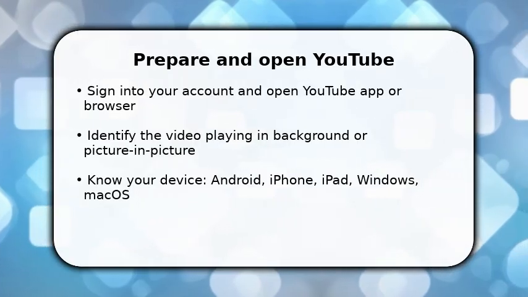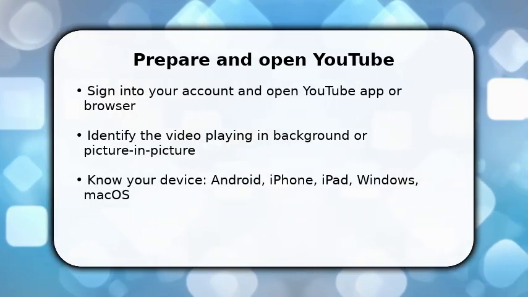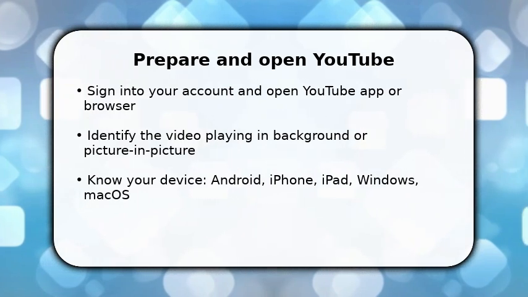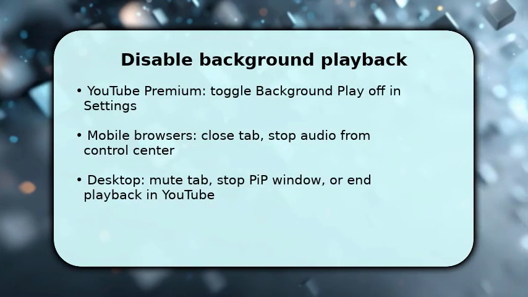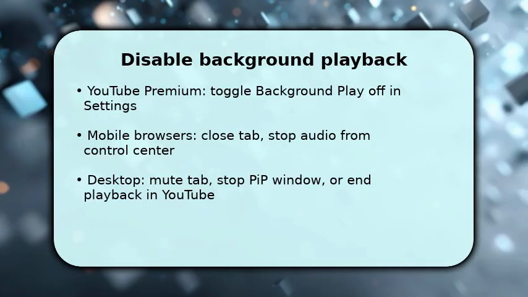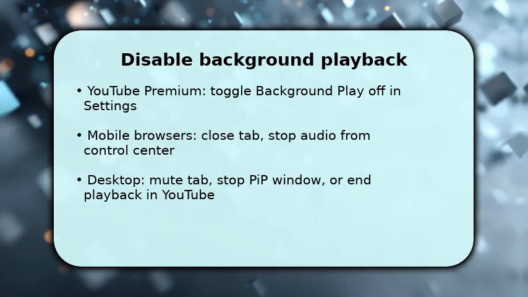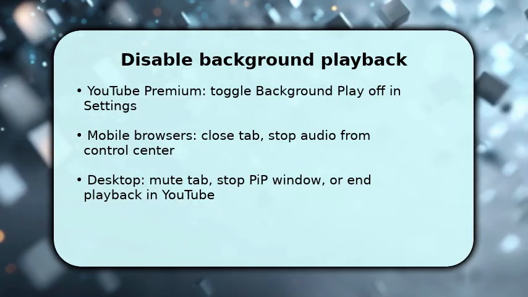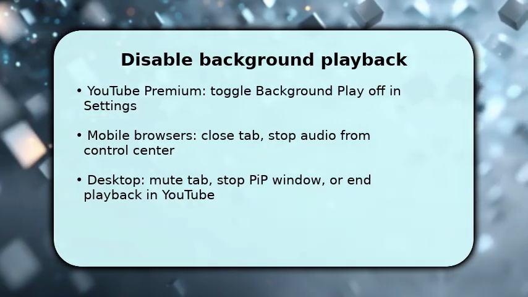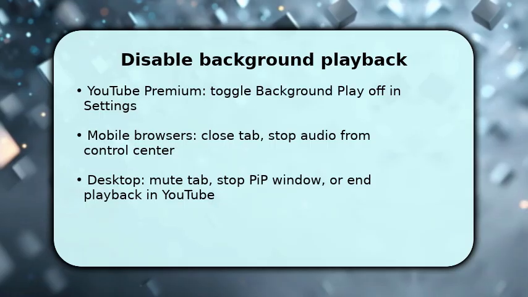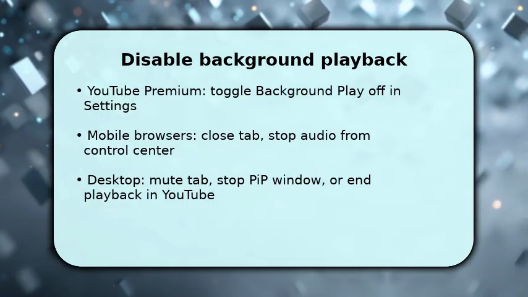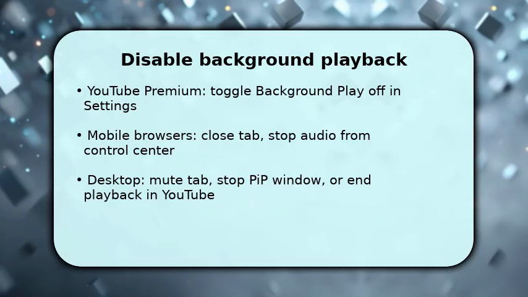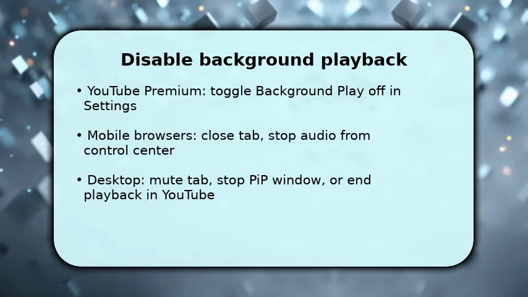That's where the real control lies. Now you'll stop background playback based on your setup. If you have YouTube Premium, open Settings, Background and Downloads, and toggle Background Play off. This prevents audio continuation when apps change. On mobile browsers, swipe to the Control Center and hit pause, or close the browser tab to terminate audio streams. On desktop, right-click the Picture-in-Picture window to close it, or mute and stop the video in the YouTube tab.